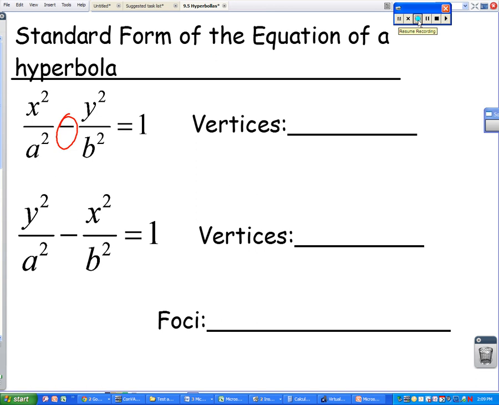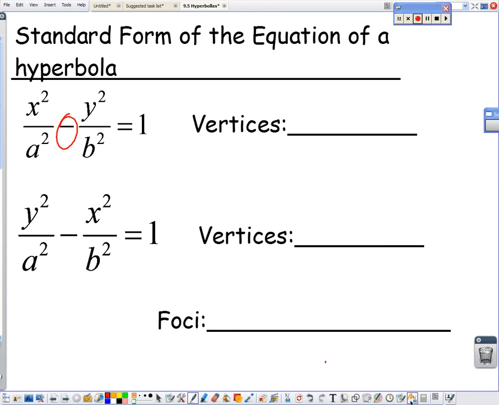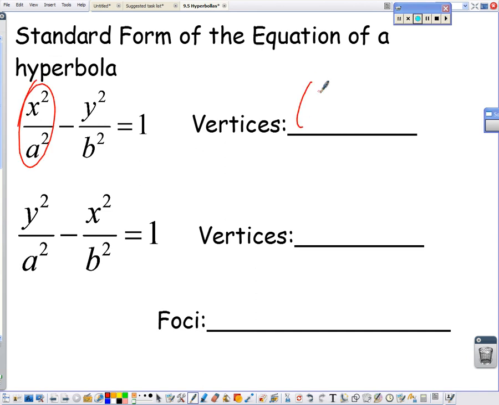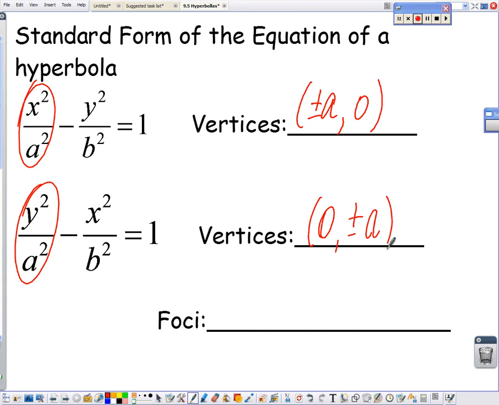Really all we have to do when we're doing these is this: since the x squared term is first, our vertices are going to be plus or minus a, 0. So we're going to take the square root just like we did on an ellipse. On this one, since the y squared term is first, our vertices are going to be in the y spot, and this is one that's going to open up and down. The foci, there are two. c squared equals a squared, and this time it's plus b squared. Make sure you have that information down because we're really going to need it.